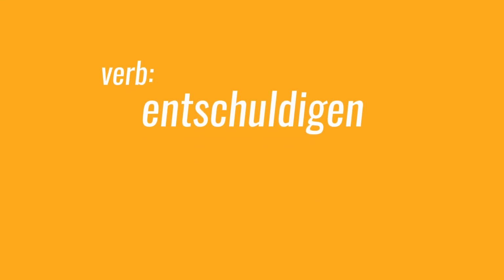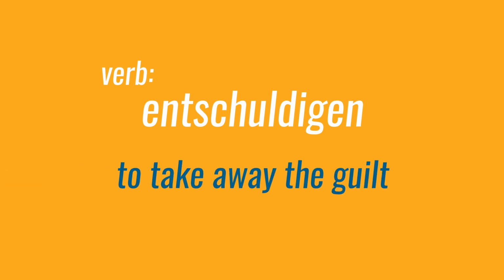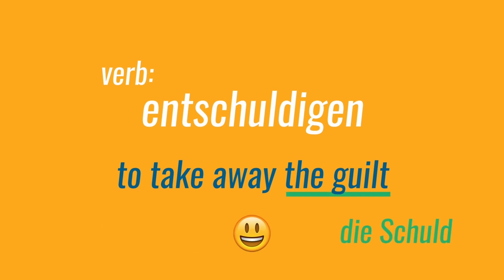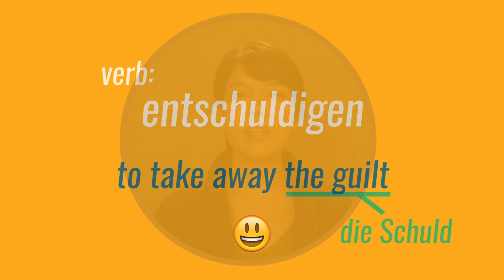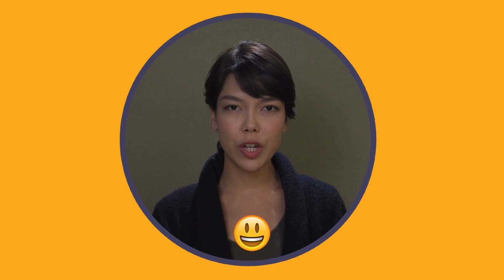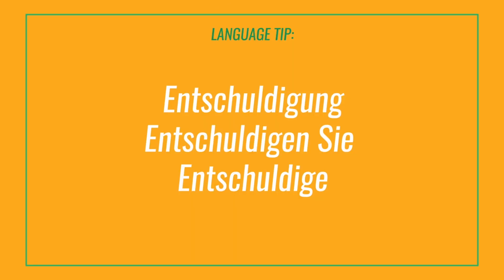The question for this lesson is, what is the difference between Entschuldigung, entschuldigen Sie, and entschuldige? Let's start from the beginning. The verb entschuldigen can be literally translated as to take away the guilt, with die Schuld meaning the guilt. This means you're asking the other person to free you from feeling guilty for whatever you're apologizing for.